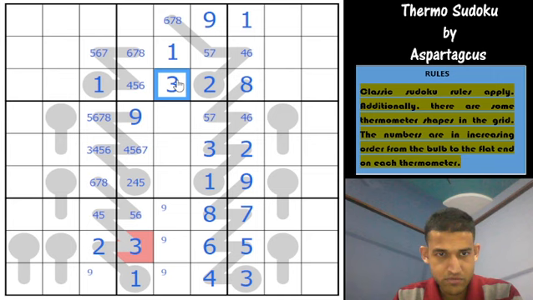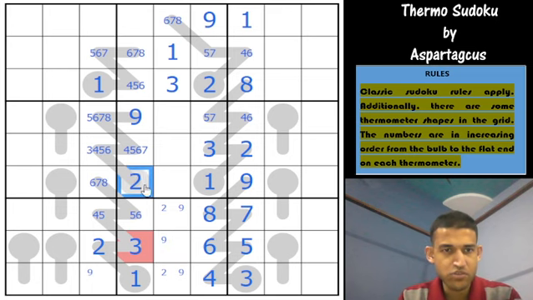And okay, 2 in box 8 has to be in one of these 3 cells. Can't be here. And now that puts the 2 in box 5. So 2 has to go here.